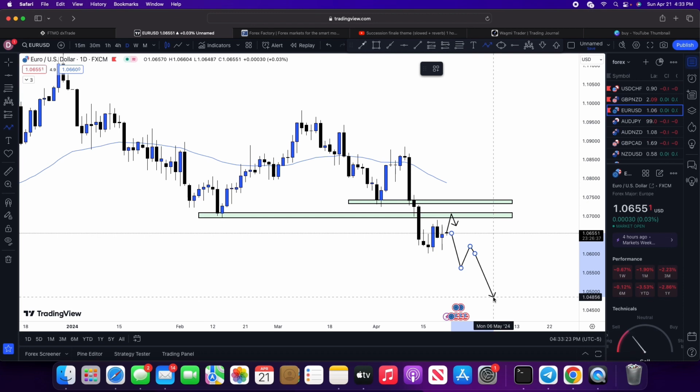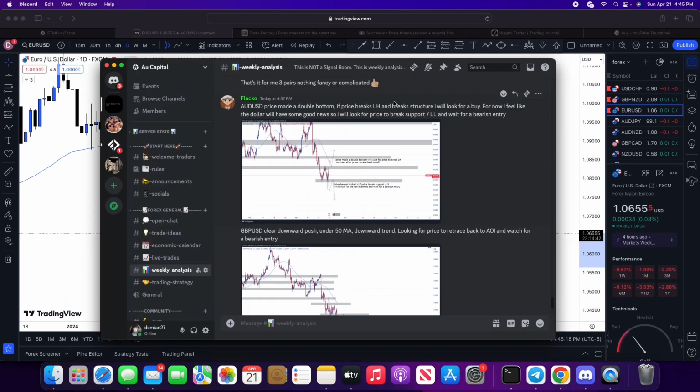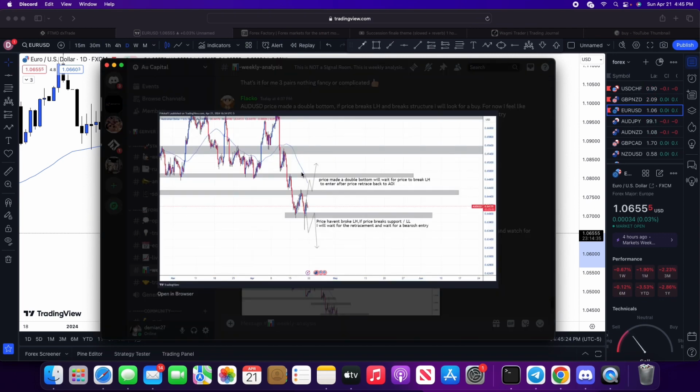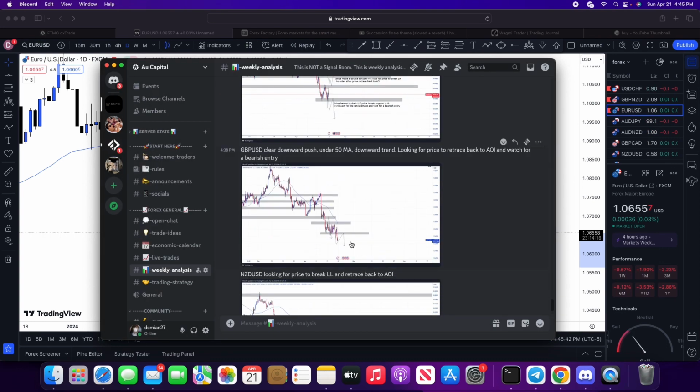Let's go into Eddie's pairs and let's see what he has for this upcoming week. Looking at Eddie's trade ideas, this is obviously what he has for AUD USD. Looking at the actual chart itself, we obviously see he's waiting for either that break above, retest, continuation to the upside, or the break below, retest, and a continuation to the downside. Real simple ideas and real clean ideas.